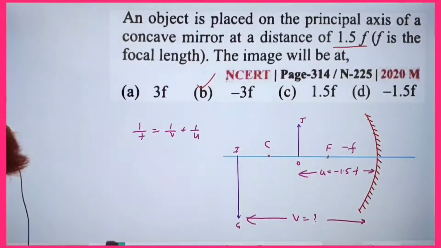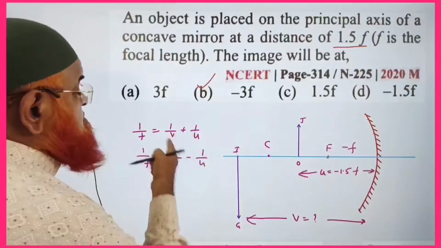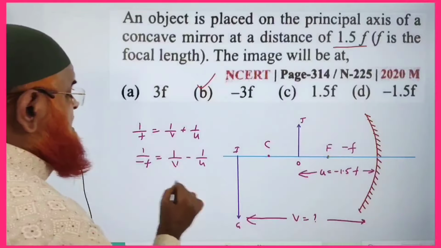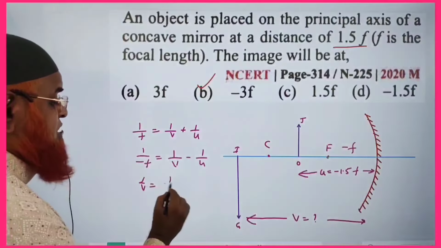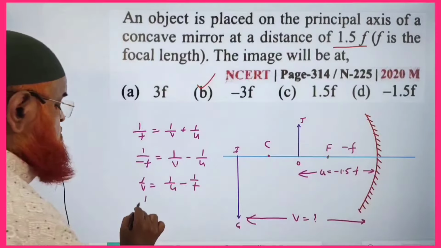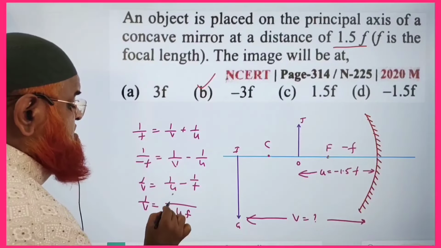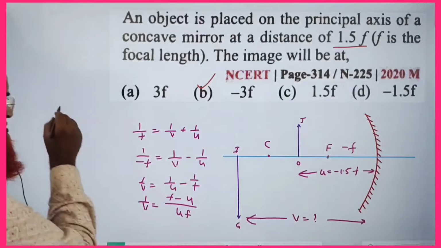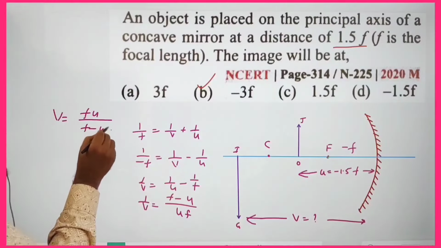Now let us see. So here 1 by minus f, this minus sign you have to consider because left side. So now 1 by v is equal to, this comes to left side, becomes positive 1 by f. So 1 by v is equal to LCM uf, which is nothing but f minus u. Therefore image distance can be taken as fu by f minus u.